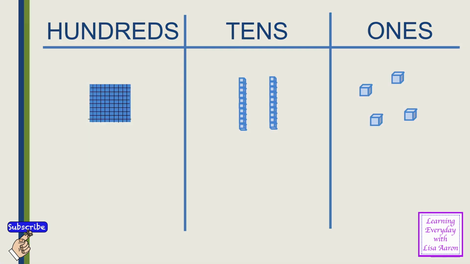Look at the ones column. How many cubes do you see? 1, 2, 3, 4. This tells us there are 4 ones.